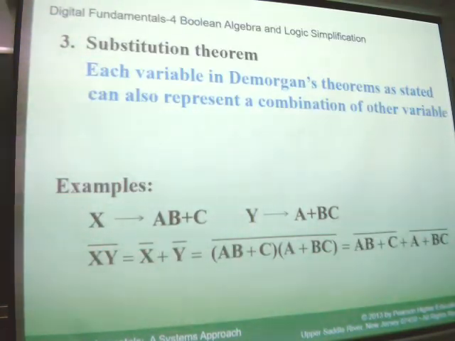And the substitution theorem. Each variable in the De Morgan theorems and all the 12 rules of Boolean algebra, as stated, can also represent a combination of other variables. It's very important. If you want to simplify a Boolean expression, we may use the substitution theorem.